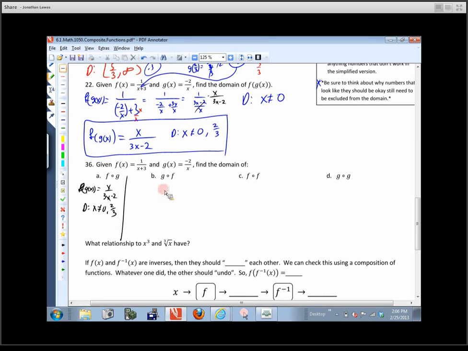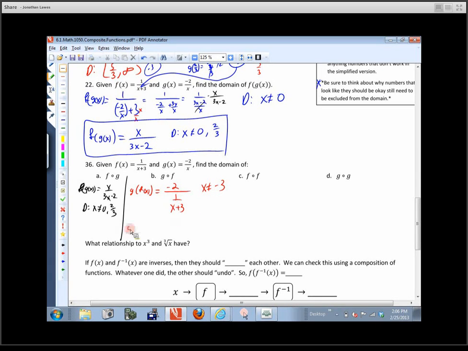Let's take a look at this one, and this is what Zach was concerned about. What if we switched these? Let's figure out what g of f of x is. I'm literally going to take f of x and put it into g. You with me? So that's going to be negative 2 over 1 over x plus 3. Now, you've always got to throw out whatever you're starting with. What do I need to throw out here? I need to throw out a negative 3.